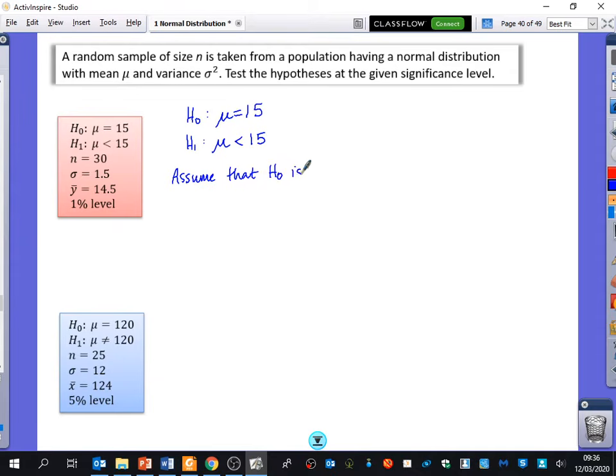that H0 is true, which means that I think Y bar, my sample means, will be distributed normally, and I'm going to presume that they have a mean of 15. The next bit we have to be careful with: I know that the standard deviation is 1.5, so I'm going to put 1.5 squared, and divide it by how many I took in the sample, which is 30.